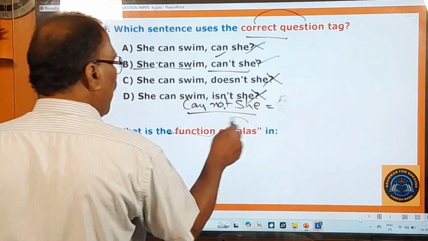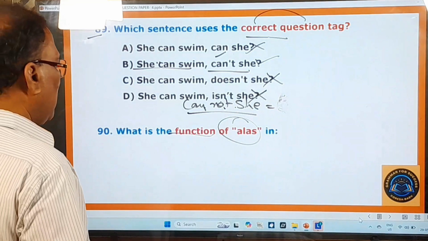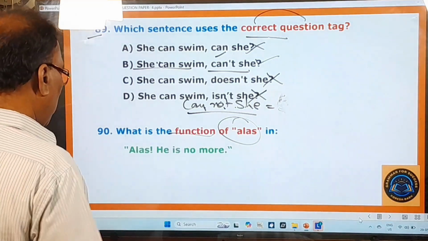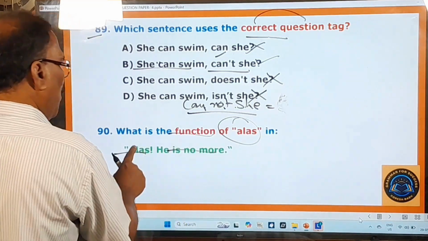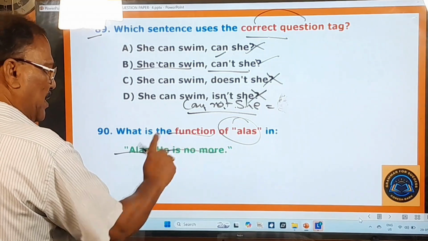What is the function of alas? Alas is what? What is the part of speech of that alas? Alas, he is no more. Ayyo, he is no more. That is the Telugu meaning of that.